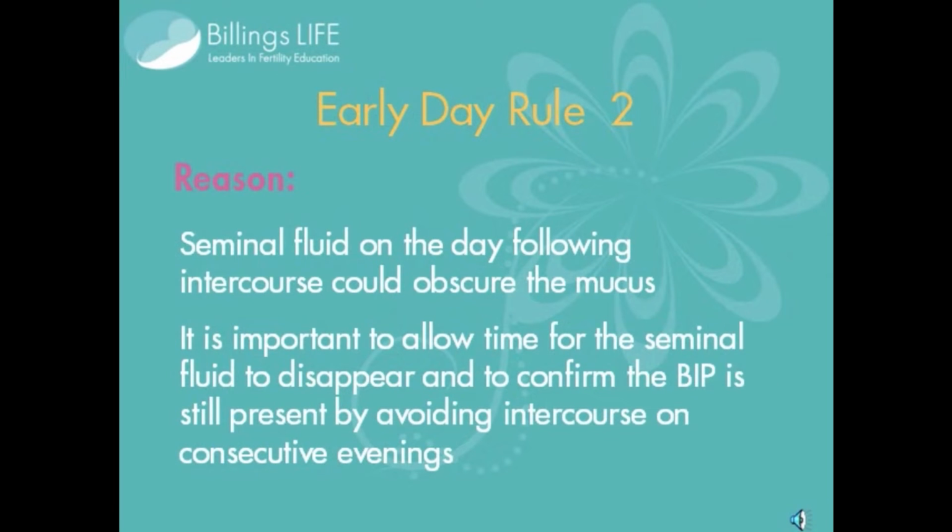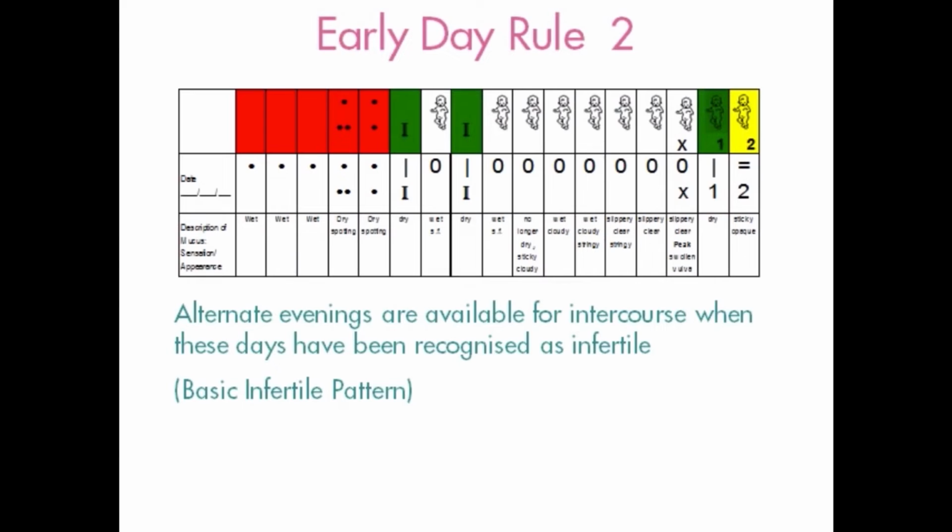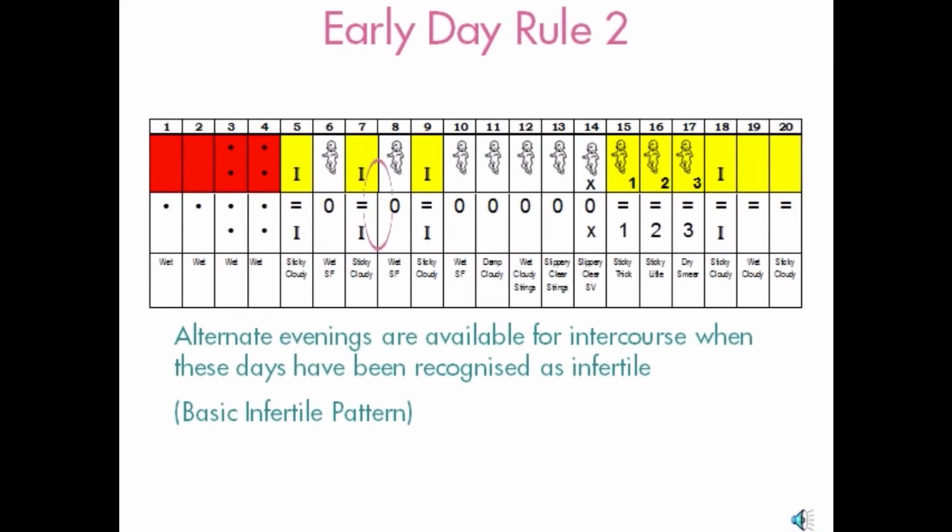If the couple has intercourse in the evening, the woman will feel damp and see seminal fluid the next day. She should not assume that there is no mucus present. The couple waits for a day so that the basic infertile pattern can be confirmed before intercourse is again available in the evening. This applies whether the basic infertile pattern is one of dryness or of discharge.